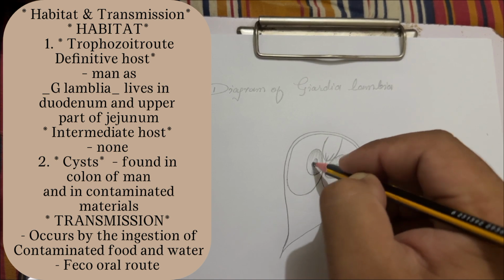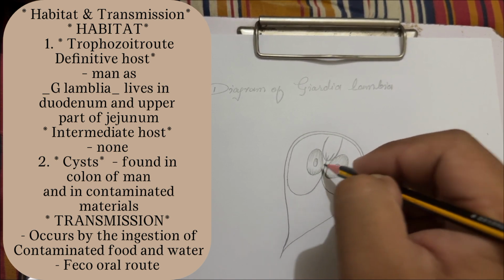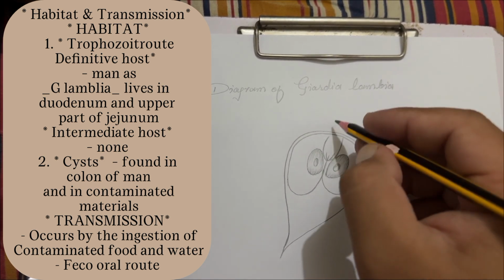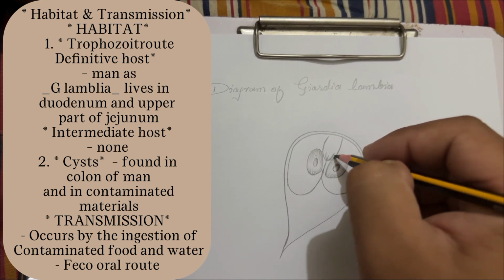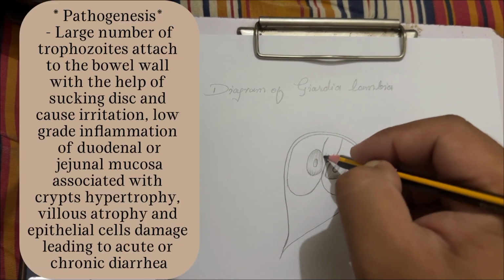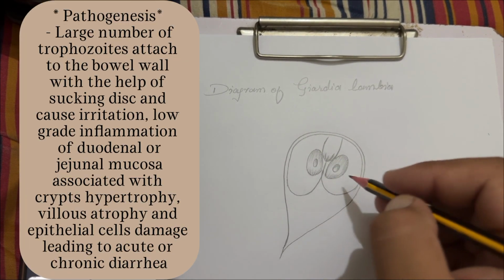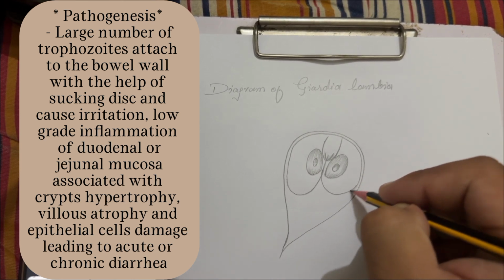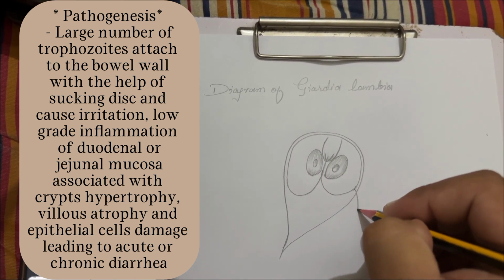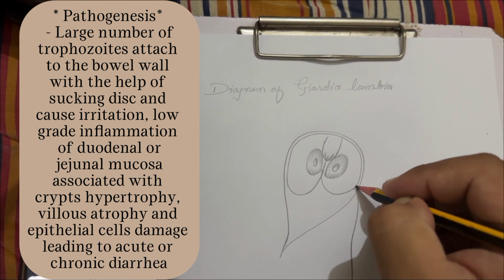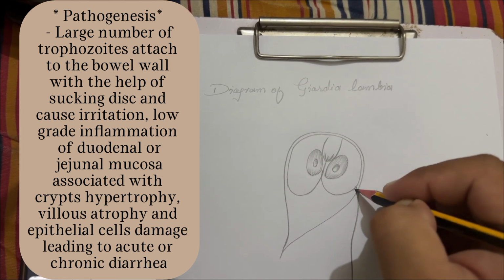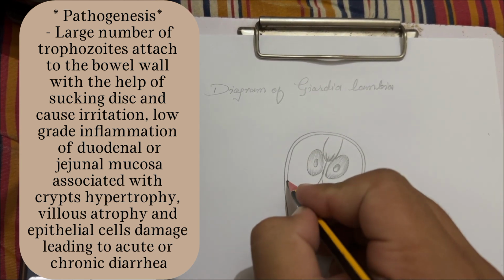Transmission occurs by the ingestion of contaminated food and water, and the route is fecal-oral route. Next up is pathogenesis of giardiasis. This is a disease caused by Giardia lamblia. Infective agent for this is mature cyst, and infective dose is about 100 cysts of Giardia lamblia.